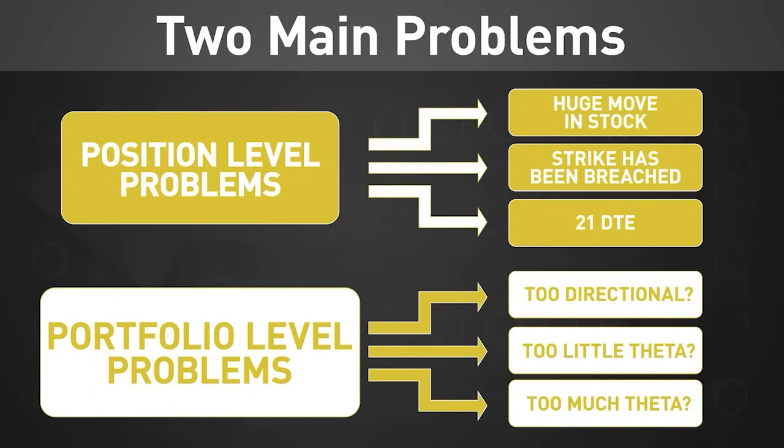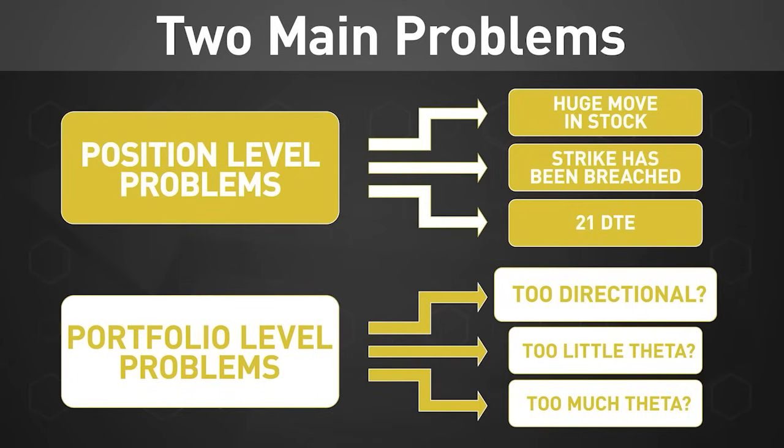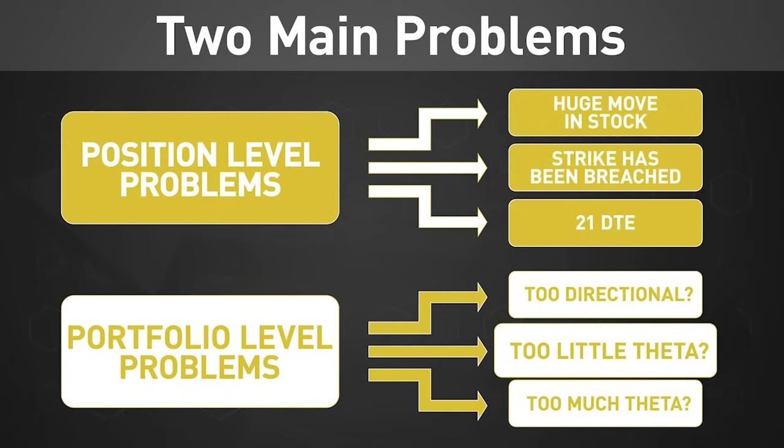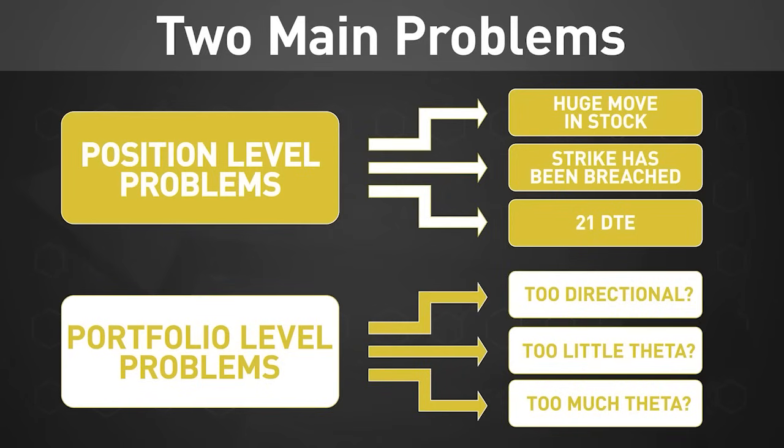Now, your portfolio level problems should also be fairly clear, mainly because you took the time to establish your portfolio targets at the very beginning. Are you too directional? Do you have enough theta working for you? Do you have too much theta working for you? These are all common questions that you're going to find yourself asking as you view your portfolio. Knowing what you're trying to accomplish with your delta and with your theta will allow you to see very easily when things are off target.